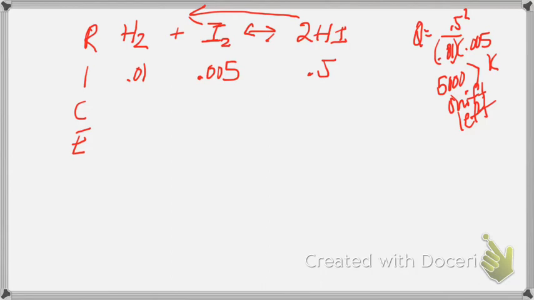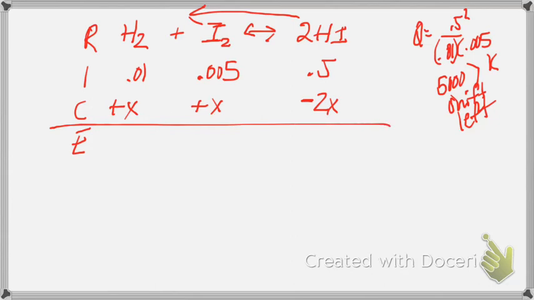So that means we subtract. Over here, we would add X because this is what's going to be forming, and we would minus 2X. That's why it's important to calculate Q to see which direction the reaction is going to proceed, because this is all in a sealed vessel at certain pressures, and so which way is that equilibrium going to lie? Okay? So now we have 0.01 plus X, we have 0.005 plus X, and then we have 0.5 minus 2X.